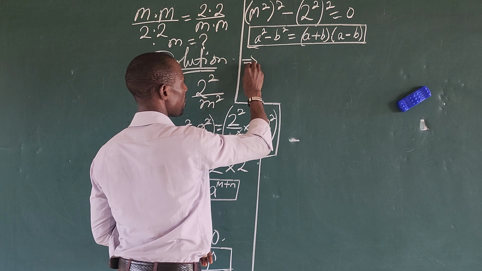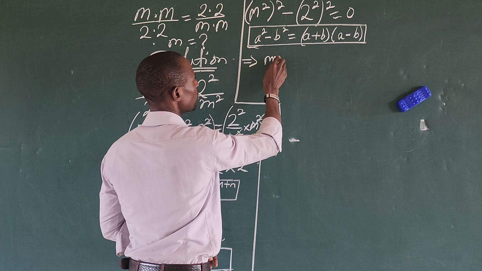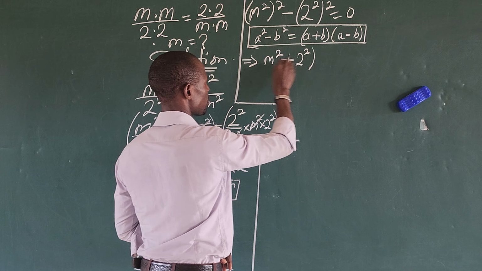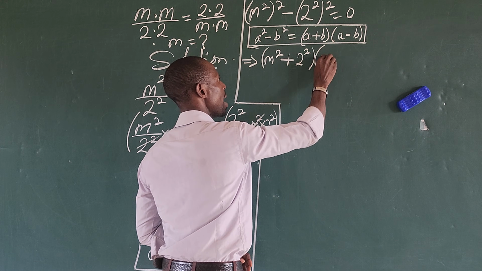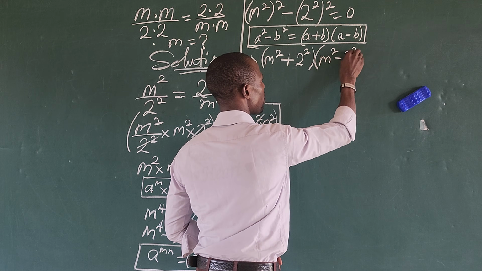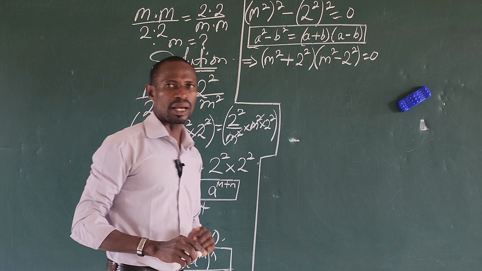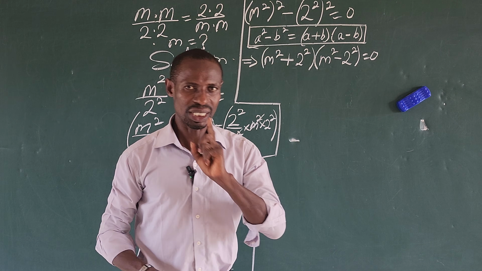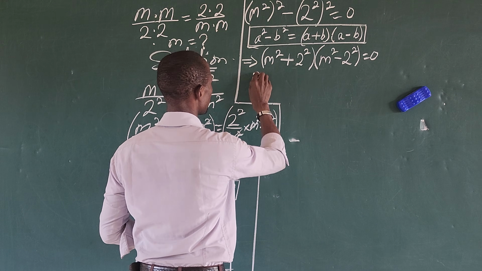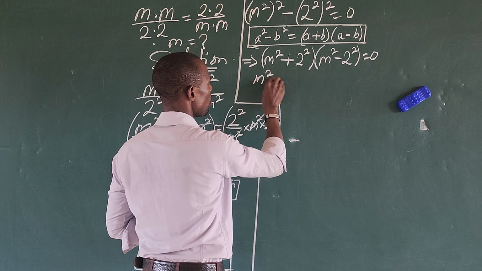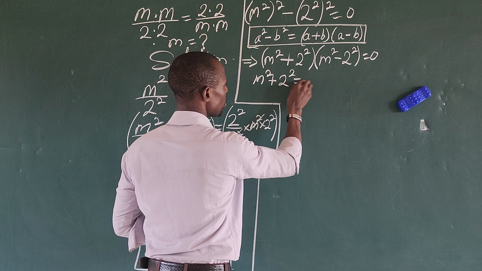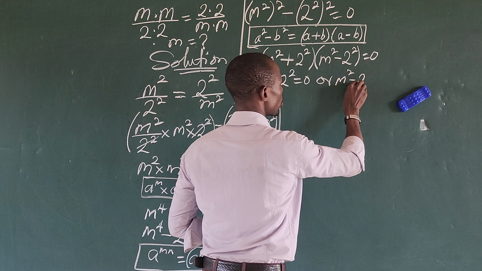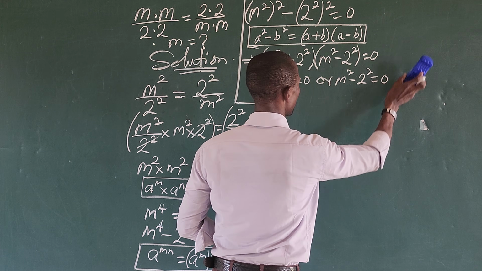And so this now implies that (m^2 + 2^2)(m^2 - 2^2) = 0. Here we equate this to 0, we equally equate this to 0, according to the zero product law. And so doing that, this is going to give us m^2 + 2^2 = 0, or m^2 - 2^2 = 0.